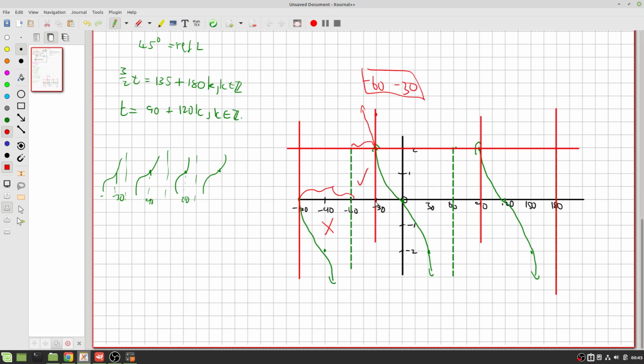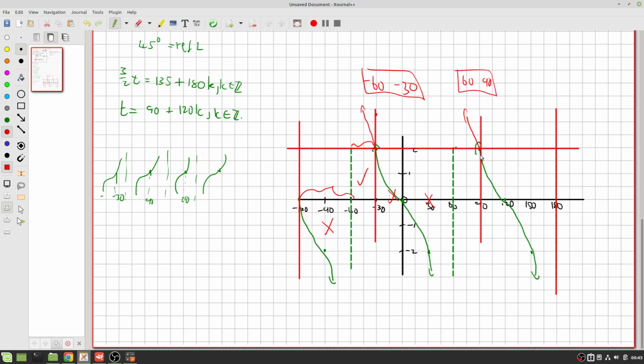Between negative 30 and 0, no, it's below 2, right? So this doesn't work. And over here it doesn't work either, right? Also below 2. It's even below 0. From 0 to 60, that doesn't work. Then from 60 to 90, yes, we can see here the graph is above 2. So from 60 to 90, it works again.